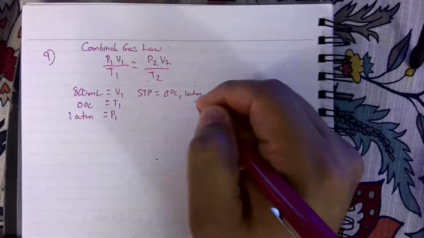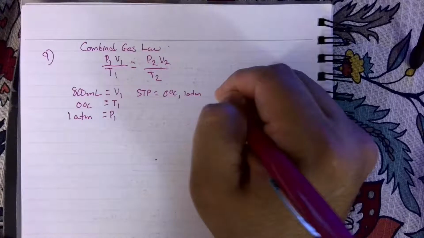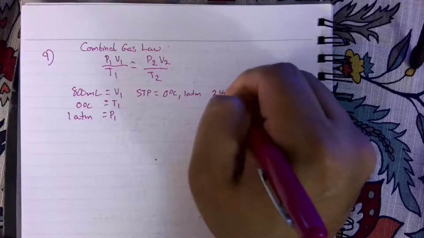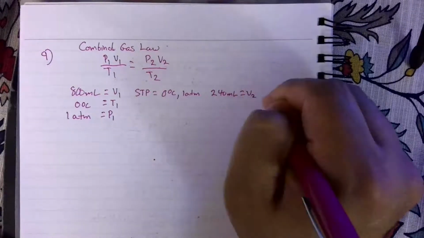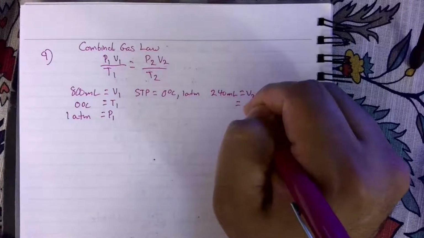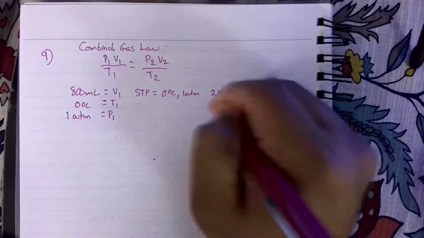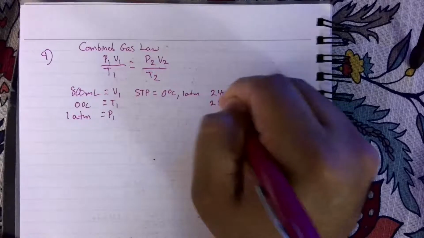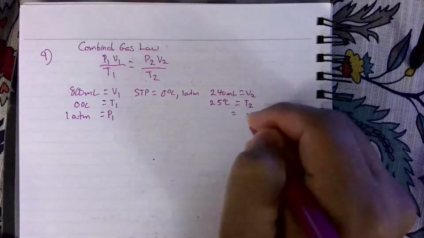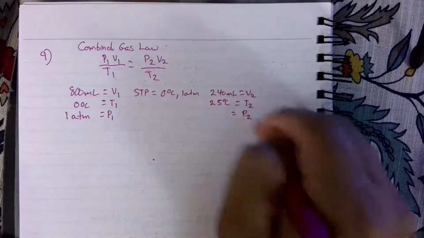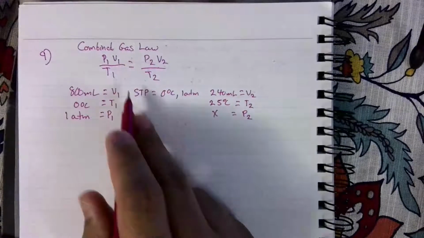The rest of the problem reads that it is compressed to a volume of 240 ml. That other number, 240 ml, is going to be our volume 2. The problem also tells us that the temperature has increased, so T2 is 25 degrees C. The temperature has gone up. The final part of the question asks what the pressure is, so we are looking for P2. That's our unknown.